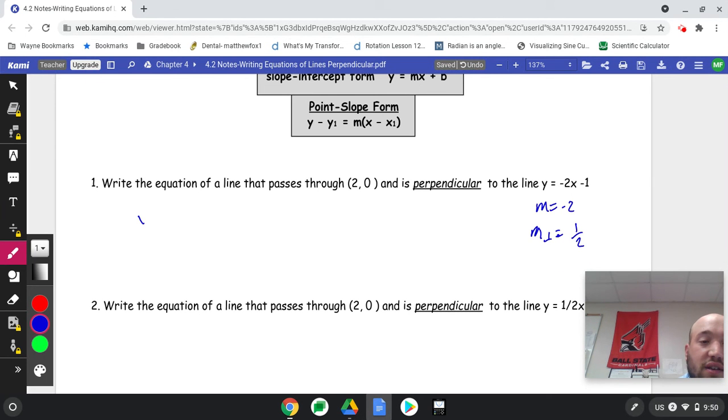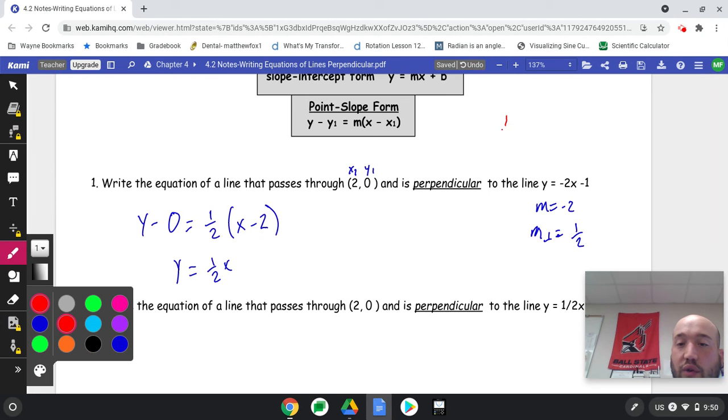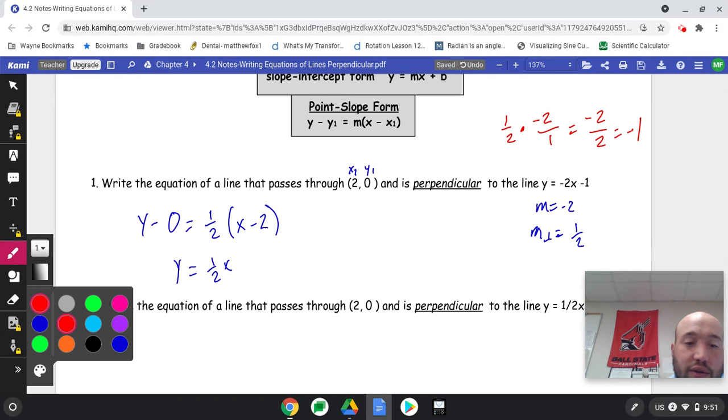At this point, we just set it up, y minus whatever y1 is, which is right here. So y minus 0 equals that 1/2 times x minus 2. Y equals 1/2 x. Okay, now in red here I'm going to do, if we have 1/2 times -2, technically that's over 1. Multiply 1 times -2, it's -2. 2 times 1 is 2, that reduces to -1. And we are done right here.